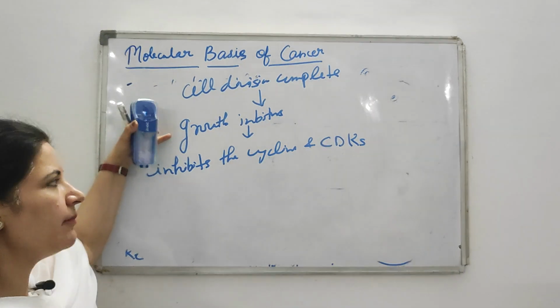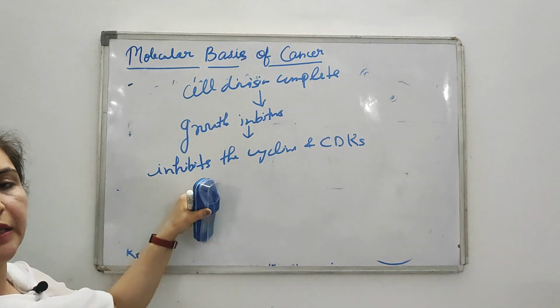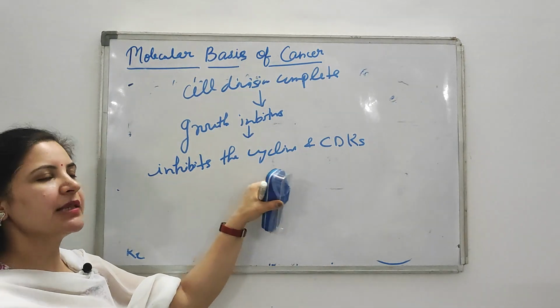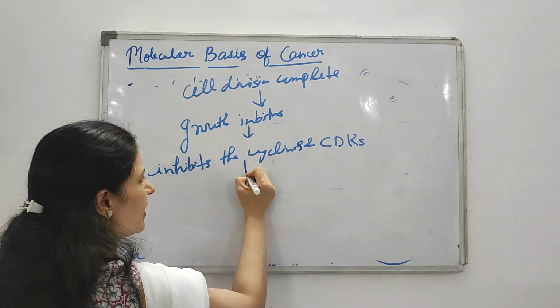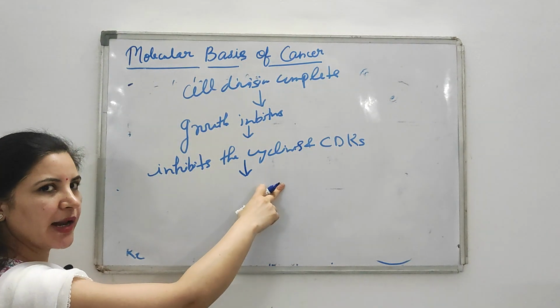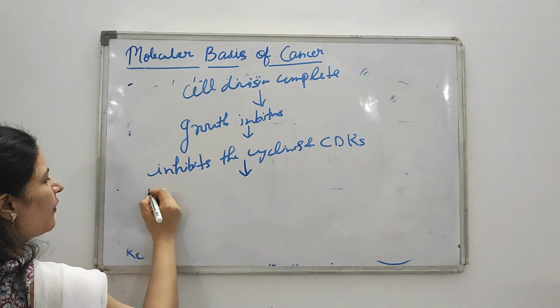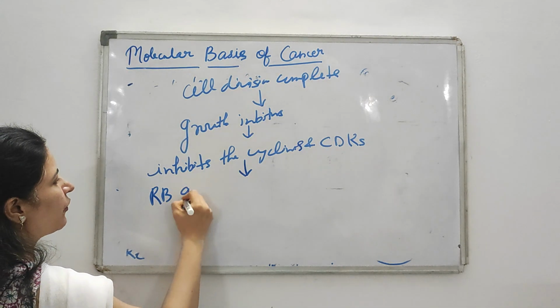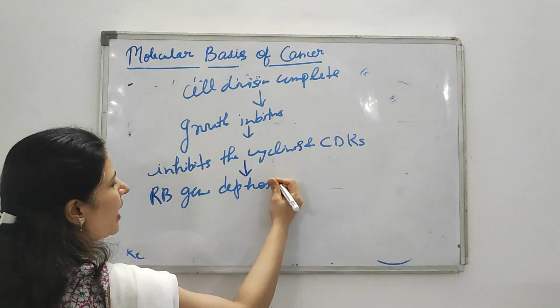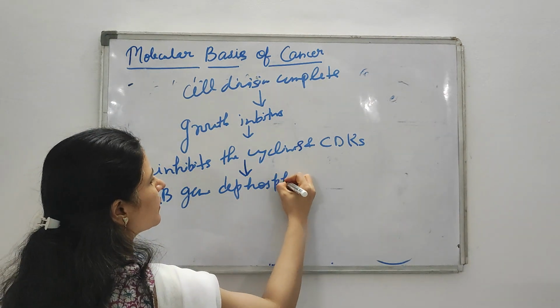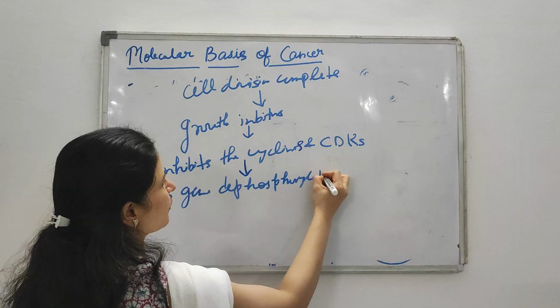So when cell division is complete, normally the growth inhibitor will come. These growth inhibitors will inhibit the cyclins and CDKs. And when cyclins and CDKs are inhibited, are they capable of doing phosphorylation? No. Then the RB gene is dephosphorylated, or you can also say hypophosphorylated.